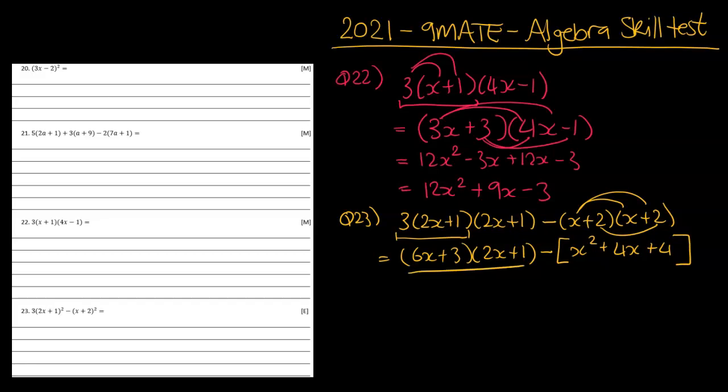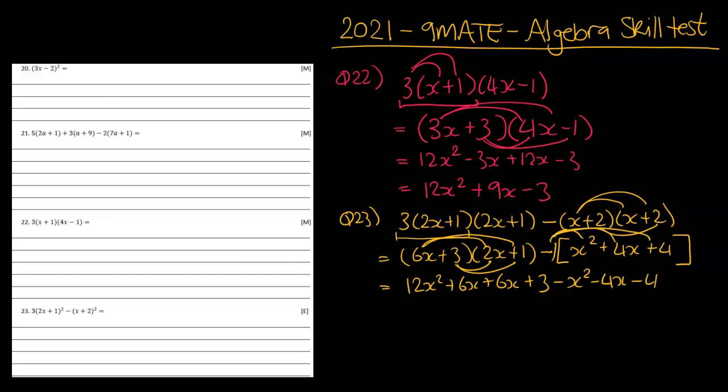I'm now going to expand this nonsense over here. That there is going to get me to 12x squared, which was the 6x times the 2x. I've then got plus 6x plus another 6x and then we've got plus 3. This part here is annoying because we've got an invisible 1 here. So we're going to go negative 1 times x squared is negative x squared, negative 1 times 4x, negative 4x, and negative 1 times 4, negative 4. So that negative 1 actually made all of these bits turn negative instead of positive.